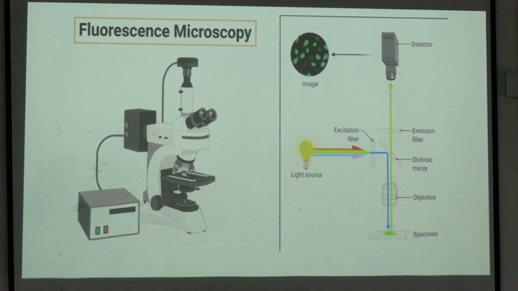And how this kind of microscope works: we have one kind of filter, or mirror also. We have some different types of mirrors and some different types of filters. Those mirrors and filters will pass a particular type of wavelength.